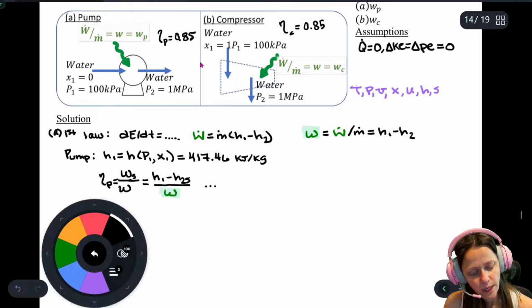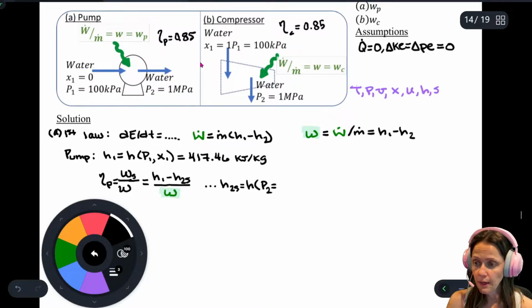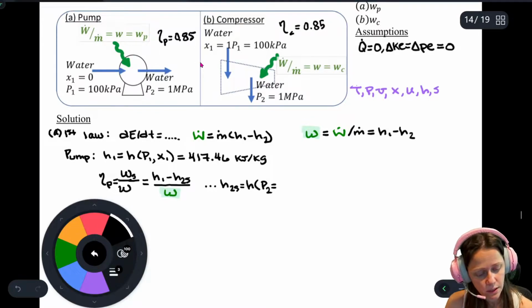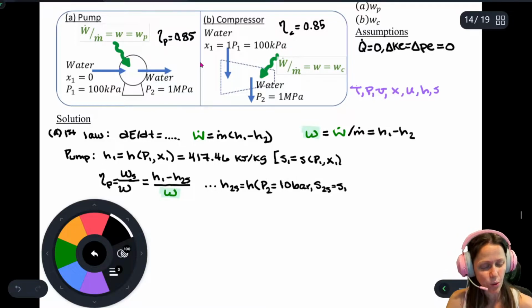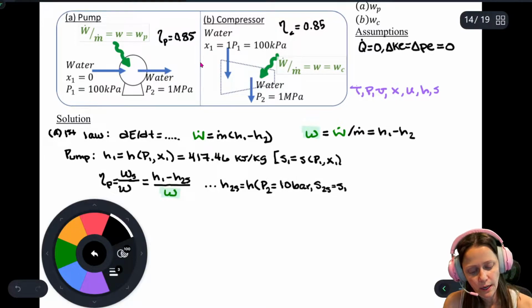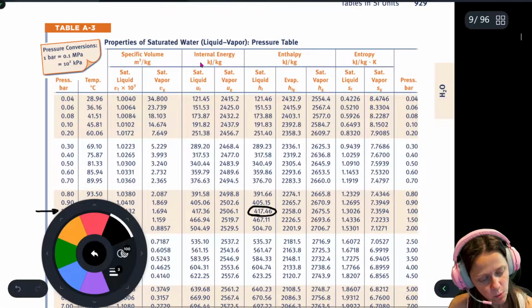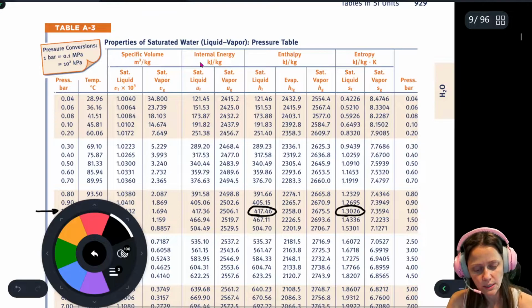So h2s: of course, my pressure is 1 megapascal, or what, 10 bar? Yeah, think about it for a second. So 10 bar, but my entropy, s2s, is the same as s1. So maybe I go back up here and put it beside that guy. This is still at P1 with a quality of 0, right? Quality at state 1 is 0. And so I can go ahead and get that value: 1.3026.